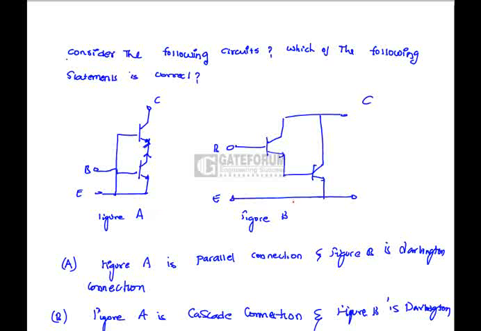Whereas when it comes to figure B, here this is IB, here this is (1 plus HFE) IB, here is (1 plus HFE) square IB. Means what? Here we are getting the multiplication of the current. This is kind of a Darlington connection. Hence figure A is a cascade connection, figure B is a Darlington connection, hence option B is correct.